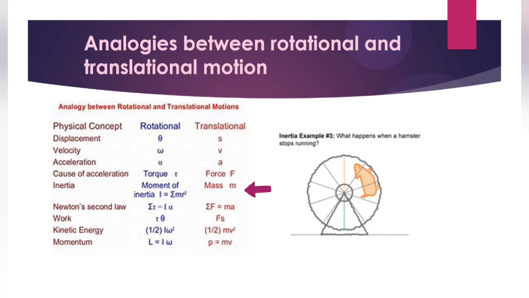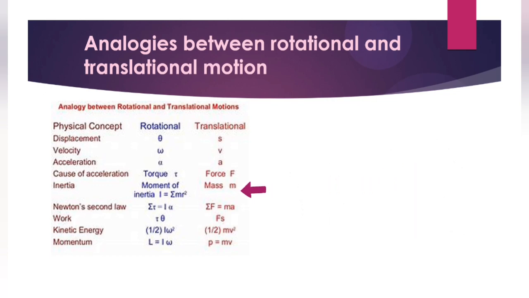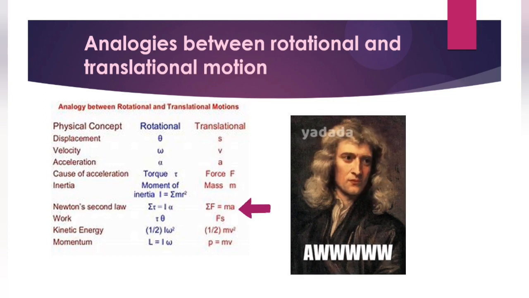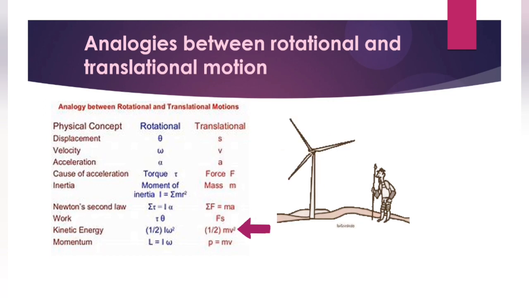Inertia of rotational motion is represented as moment of inertia, I = sigma mr squared. In translational motion, it's represented as mass. Newton's second law is represented in rotational motion as tau = I alpha. In translational motion, it's represented as F = ma. Work in rotational motion is represented as tau theta. In translational motion, it is represented as Fs. Kinetic energy in rotational motion is represented as half I omega squared. In translational motion, it is represented as half mv squared.